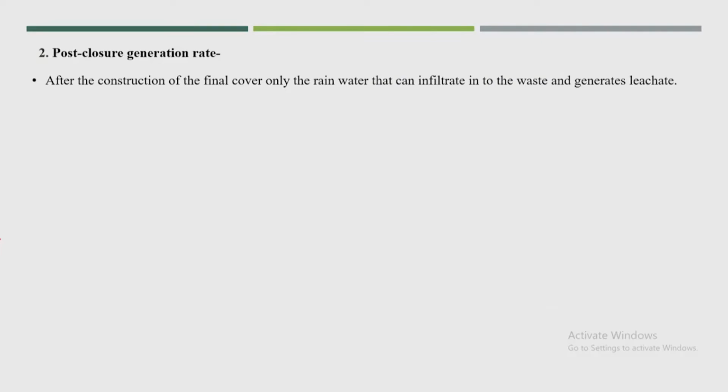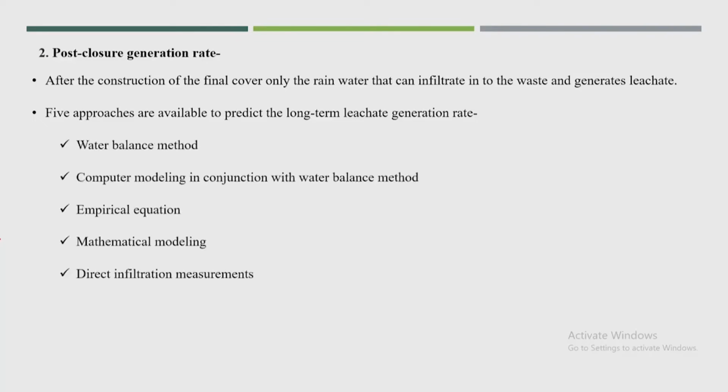In the post-closure generation rate, after the construction of the final cover, when the landfill is entirely closed, only rainwater can infiltrate into the waste and generate leachate. So, five approaches are available to predict the long-term leachate generation rate. There are five methods by which we can calculate that.